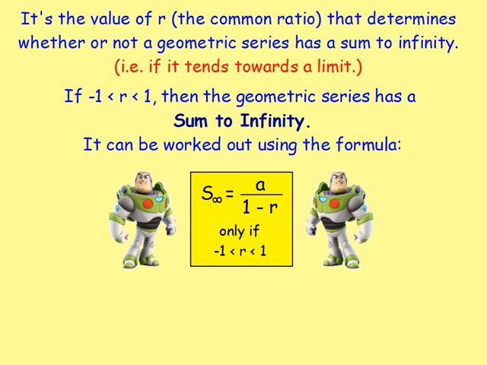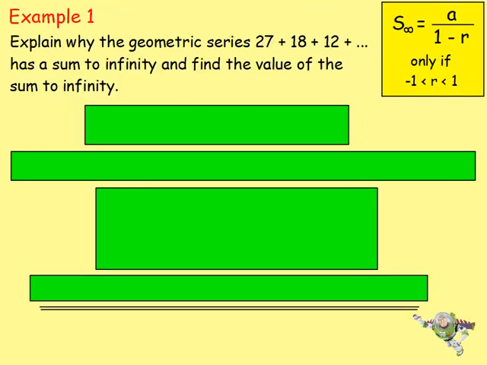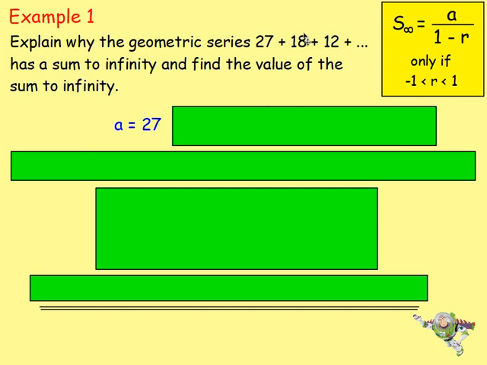Let's try some examples. So example 1, explain why the geometric series 27, add 18, add 12, add, and so on, has a sum to infinity, and find the value of this sum to infinity. So, first of all, we know what A is. We know A is just the starting value, and that is 27. So we can write down A equals 27.